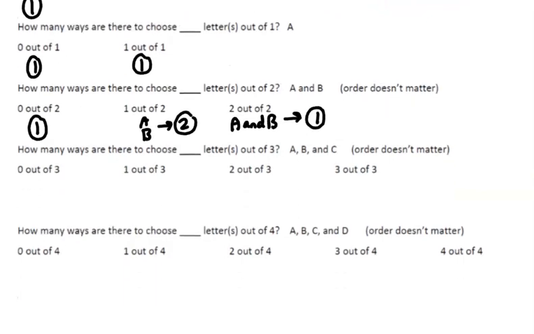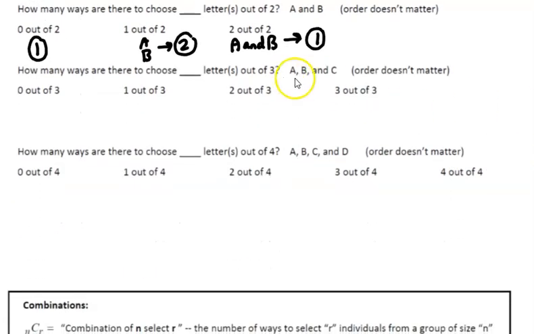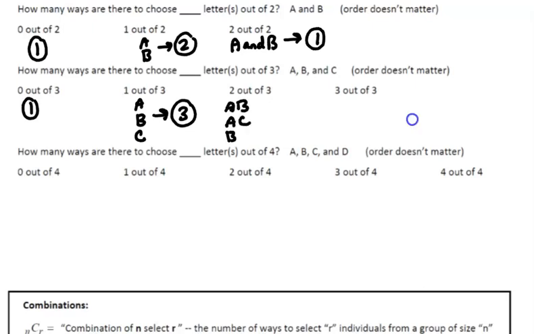Okay, so let's go to the more interesting ones. We kind of laid the foundation here. Now we have the letters A, B, and C. So how many different ways are there to get 0? Okay, 1 way to reach in my hand and get nothing. How many outcomes are there if I reach in and pull out 1 letter? Well, I could get an A, I could get a B, or I could get a C. So there are 3 possible outcomes. Now, how many ways are there to get 2 out of 3? Well, I could grab an A and a B, I could grab an A and a C, or I could grab a B and a C.